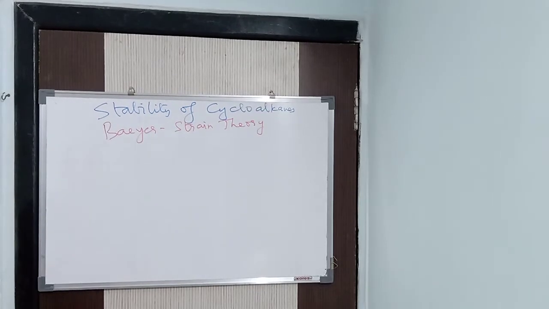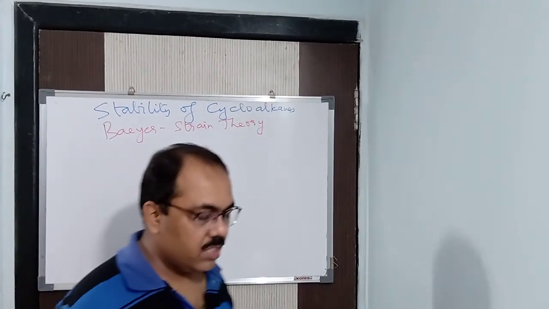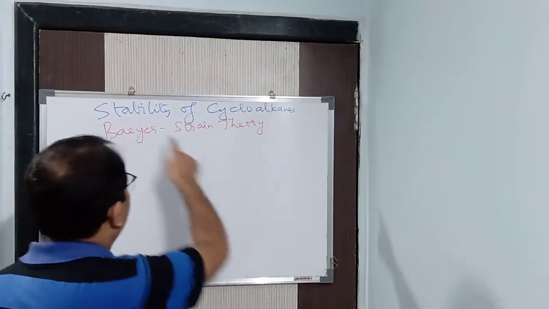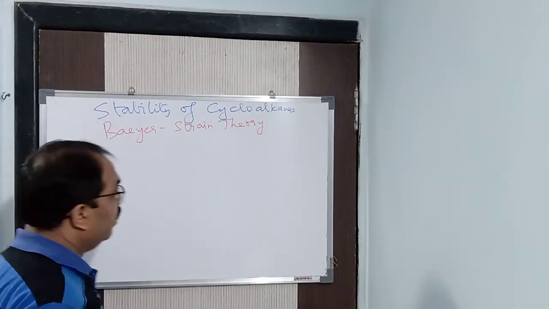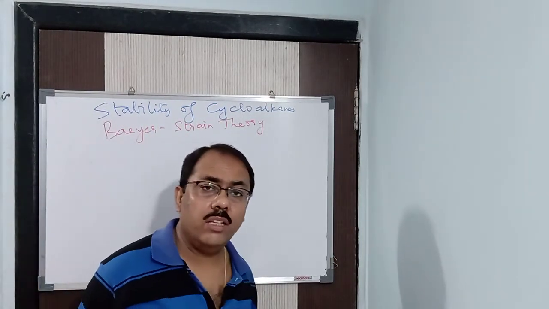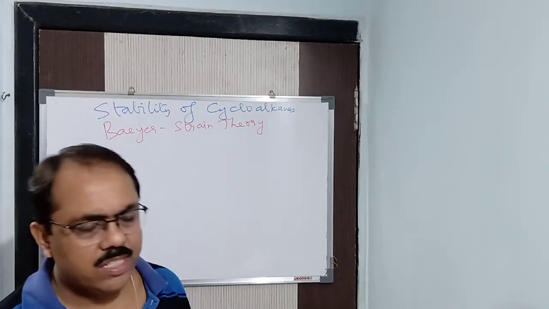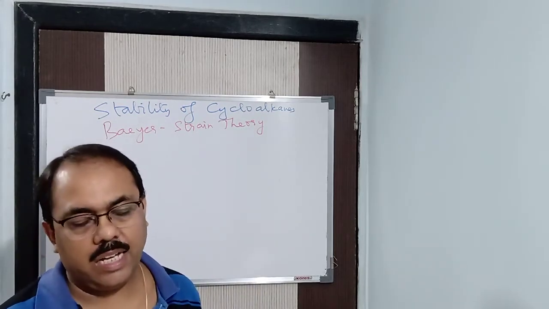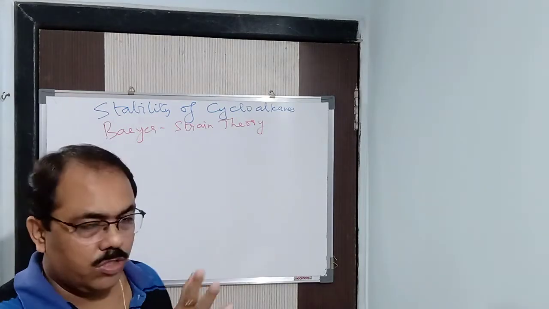Now to the last part of this particular chapter, stability of cycloalkanes. As you can see, upon stability we are going to discuss a theory, Baeyer strain theory. Now Baeyer was a German scientist. He said that cycloalkanes, I'm talking to you.